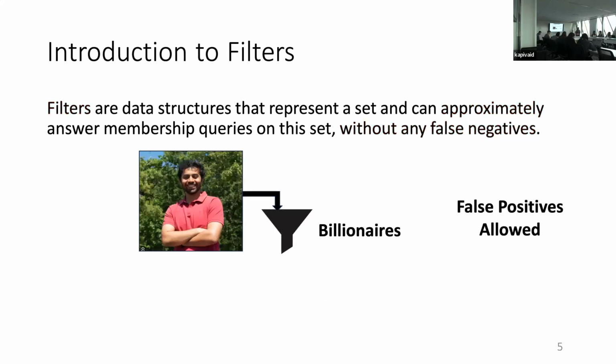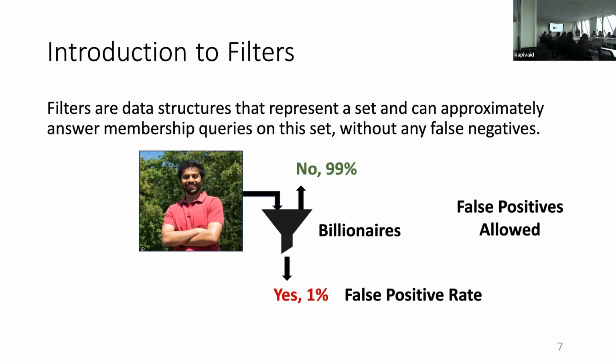Now, if you ask the filter if a poor grad student like me is in the set of billionaires, the filter will say, "Ha, nice try," and reject the query with a very high probability. And this is the right thing to do over here. But it might also accept the query with a small probability. And these kinds of errors are allowed in filters. And the error rate over here is also referred to as the false positive rate.